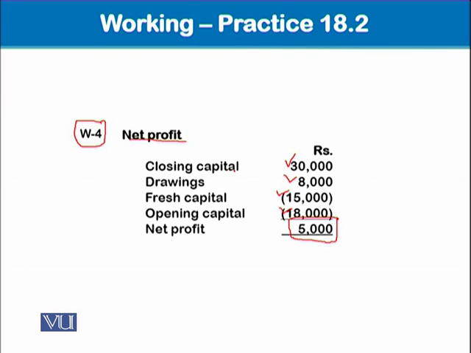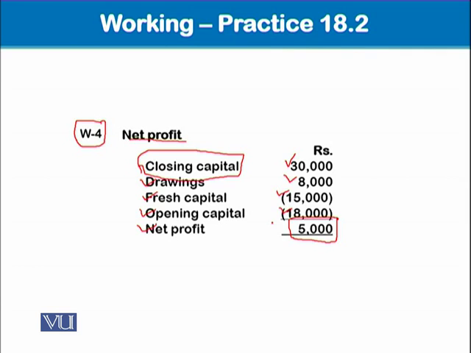So this is again a mathematical equation in which, when you set things out on the other side of the equation, the positive becomes negative and the negative becomes positive. Normally we know that if we have opening capital, we add fresh capital, we subtract drawings, and we add net profit to get this closing capital figure. But when we are working from closing capital downwards, then all this action will be reversed. Drawings will be added, fresh capital will be subtracted, and opening capital will be subtracted to get net profit.